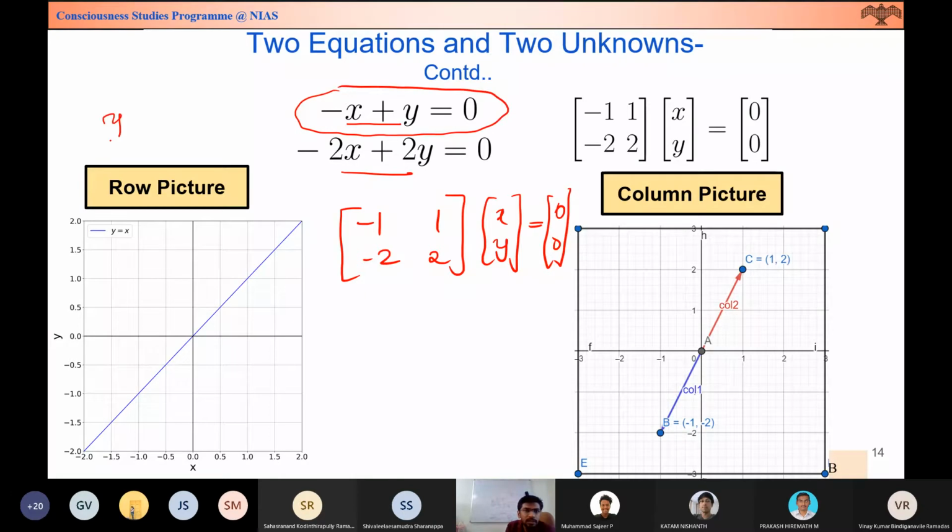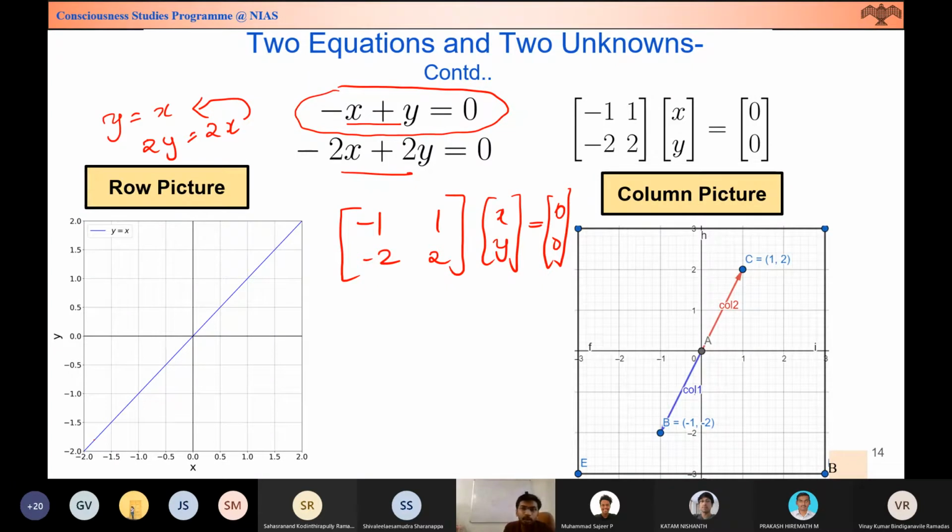Y equal to x, which is a straight line passing through the origin, right? Now what does the second row tell us? 2y equal to 2x, which is nothing but the same as the first equation. So basically both the lines coincide. In the sense, both the lines are the same. Basically, that's what I'm trying to mean.